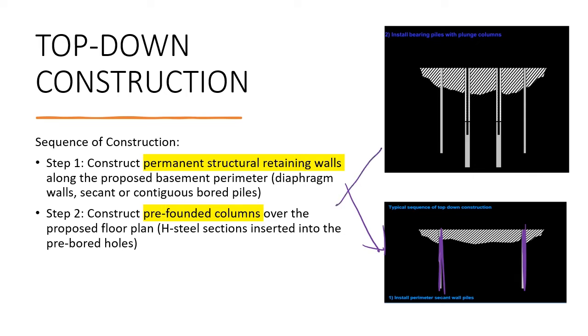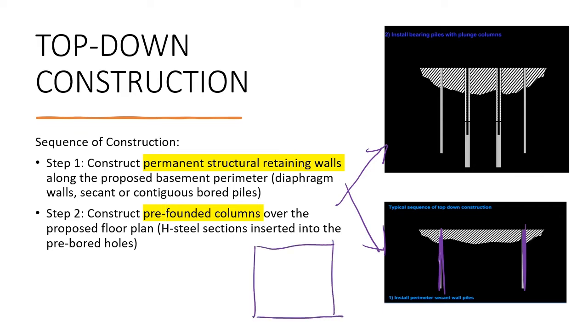Step 2, we need to construct the pre-founded columns over the proposed floor plan, which is we might use H steel section that will be inserted into the pre-bored holes.